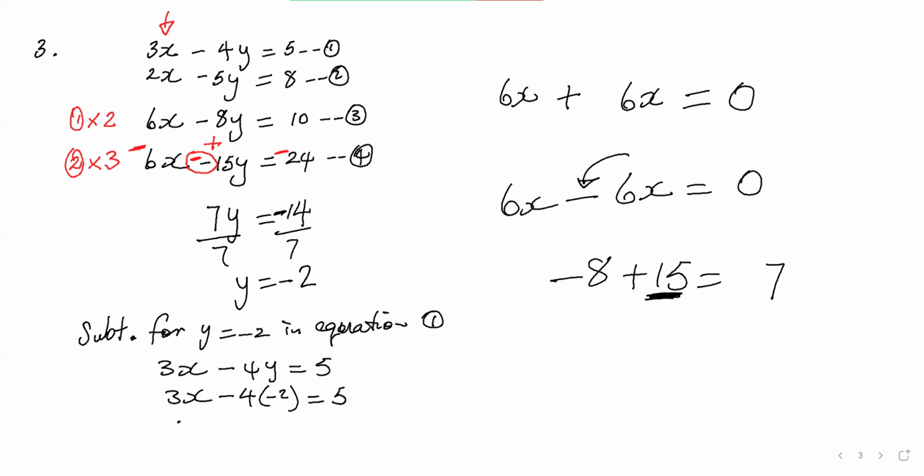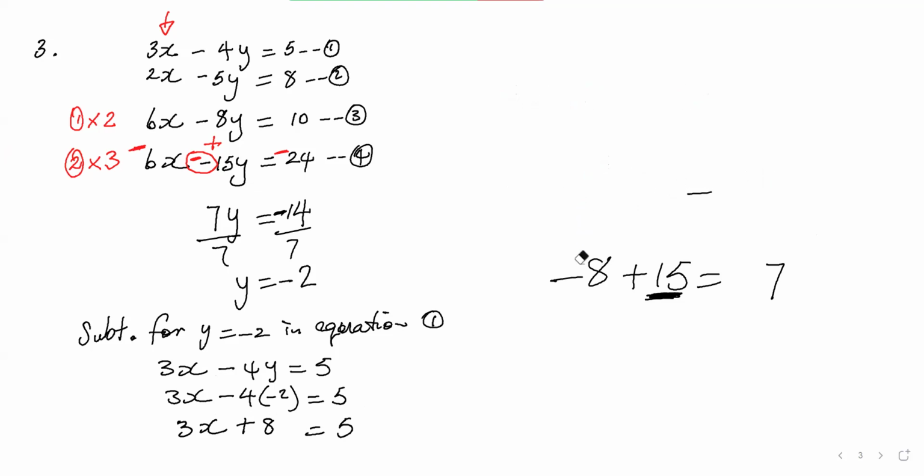Yes, sir. Next line, please. 3x plus 8 equals 5. Is that correct, people? That plus 8. Can anybody tell me if that is correct? Is there anybody who thinks that it should not be plus 8, it should be something else? Sir, it's supposed to be negative 8.